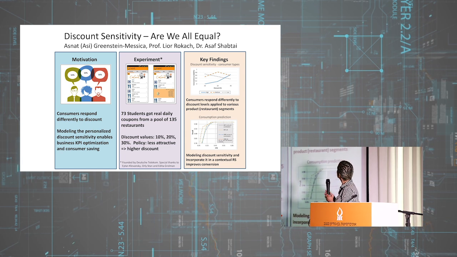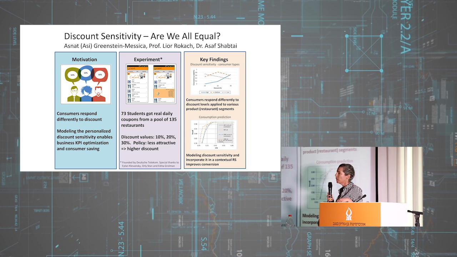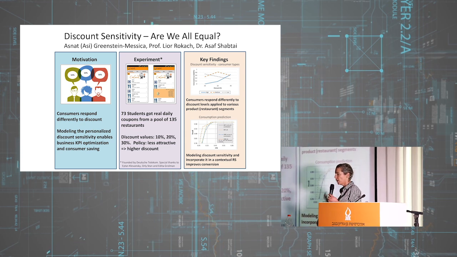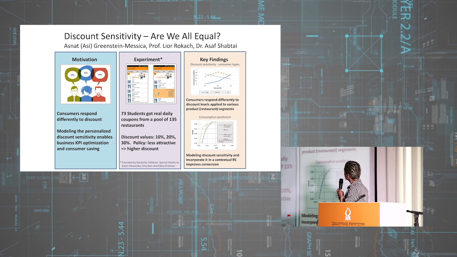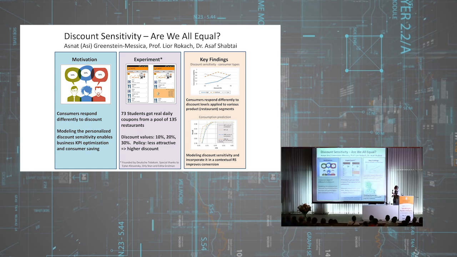What we show here is that different users respond differently to discounts. Some people are strongly affected by the amount of discount. In this experiment, more attractive restaurants, which are more popular restaurants, or restaurants which are closer to the position of the customer, have a lower amount of discount, and less attractive restaurants have a higher amount of discount.